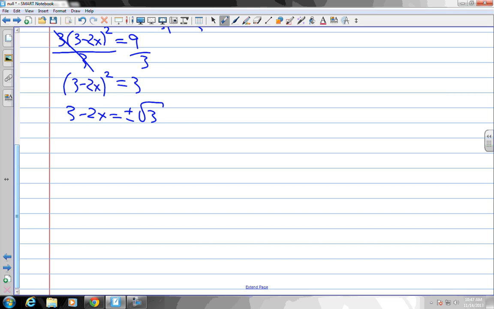Right? So that means I have two equations. I have an equation of 3 minus 2x equals square root of 3, and I have an equation of 3 minus 2x equals negative square root of 3. Both of them are linear equations. Square root of 3 is just some number. How would you solve the first one for x? Again, it's a linear equation. What would you do first?